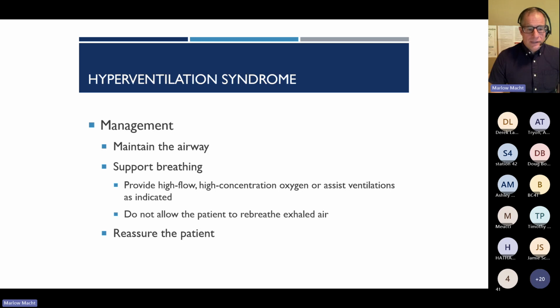Management is to maintain the airway, support breathing. You can provide oxygen as needed for hypoxia. We do not allow the patient to rebreathe exhaled air, because the worst case scenario, if there's a CNS hyperventilation, is that if they continue to hyperventilate, they pass out and then they get a reset of their CO2. You can provide reassurance, but remember that if there's an underlying problem, a patient may not be able to slow their breathing.